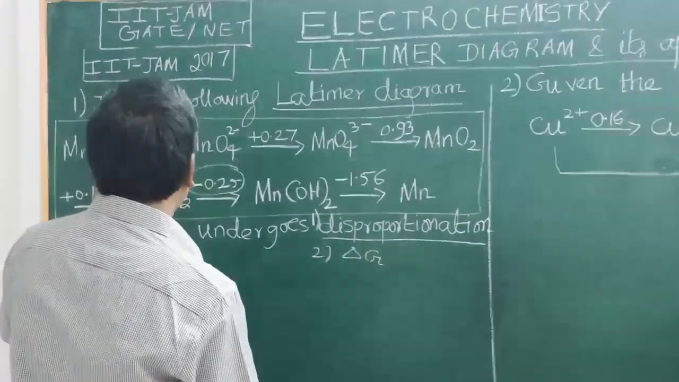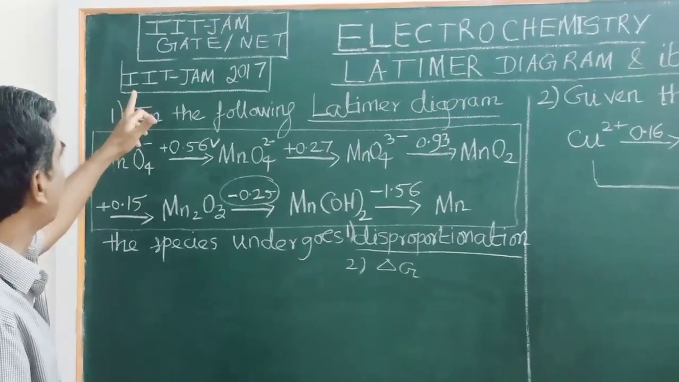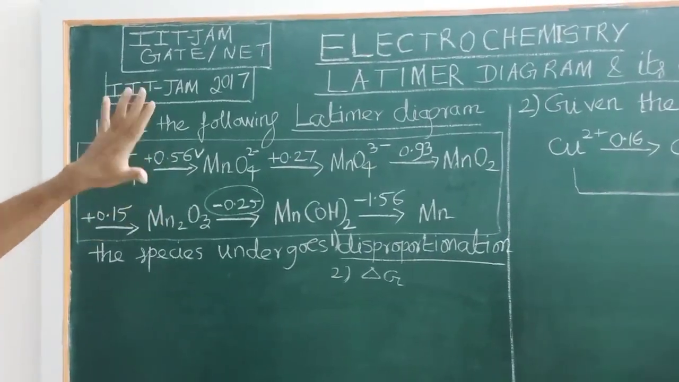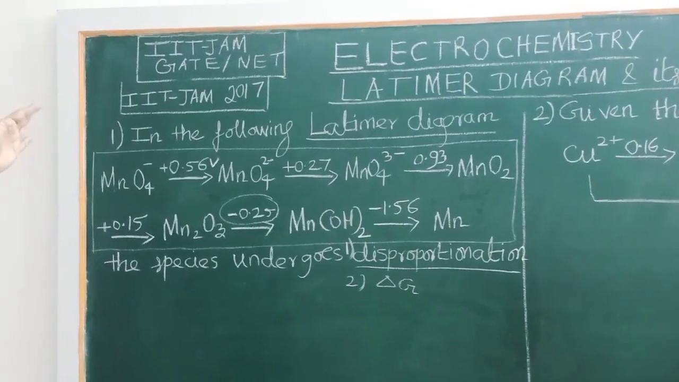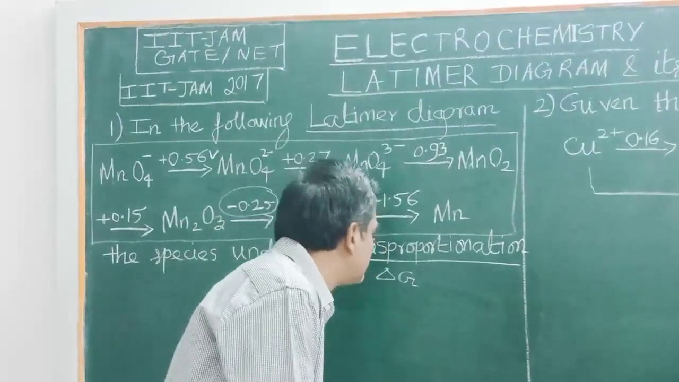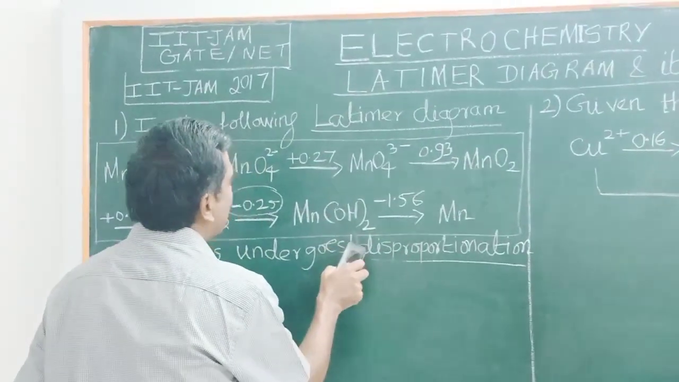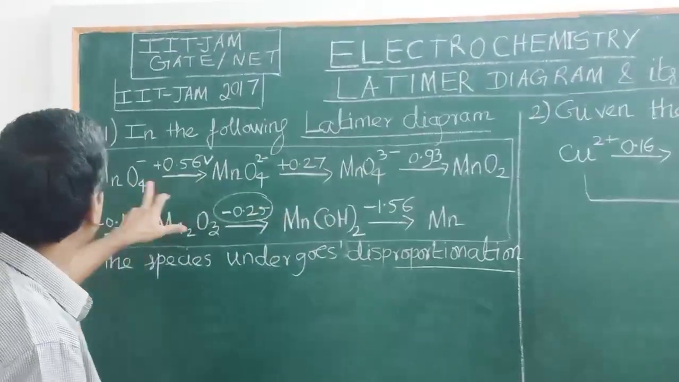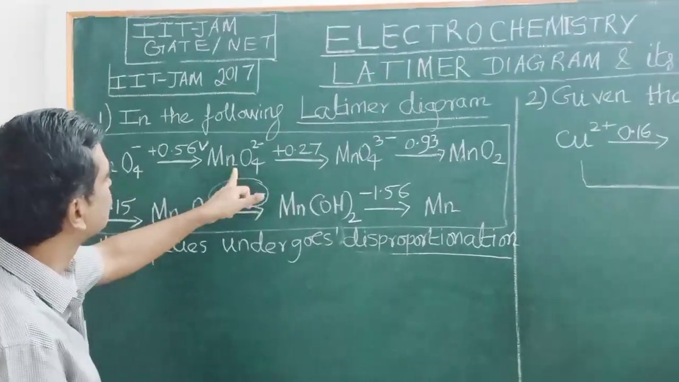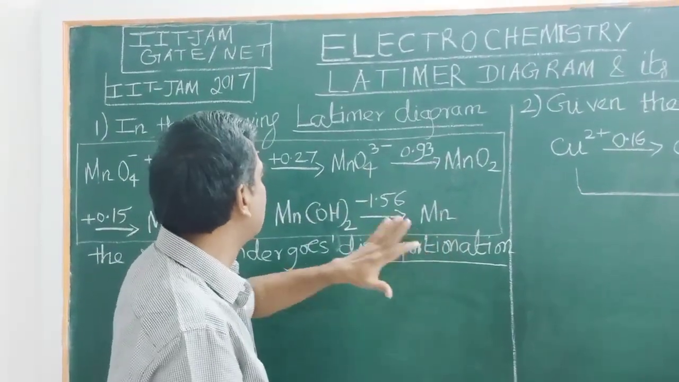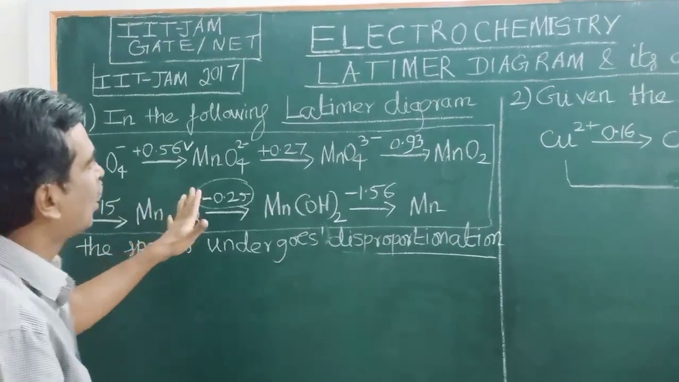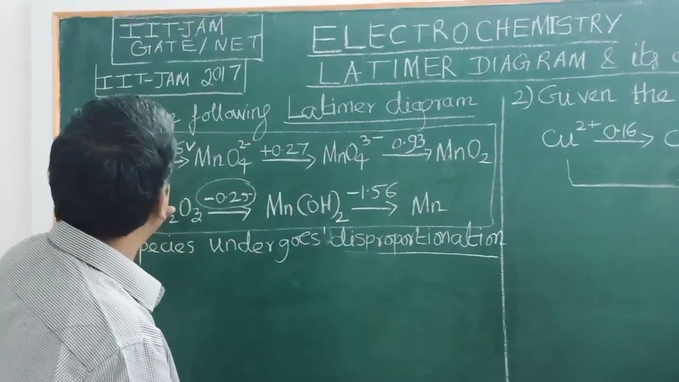Okay, now I have a question asked in IIT JAM 2017. This is the entrance examination conducted for BSc students to get into IIT, NIT, and other National Institutes. What is the question asked? In the following Latimer diagram, starting from MnO4 minus, they have given the standard reduction potentials, with 1 electron reduction at each step. This Latimer diagram is a summary of the standard electrode potentials of the various oxidation states of the element.